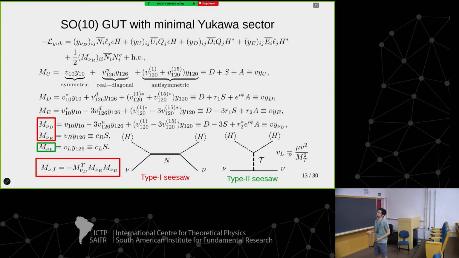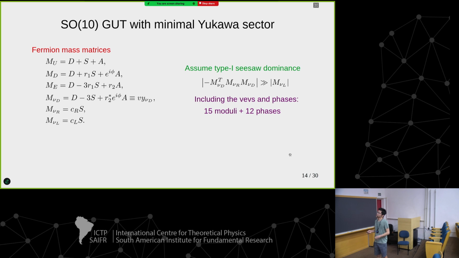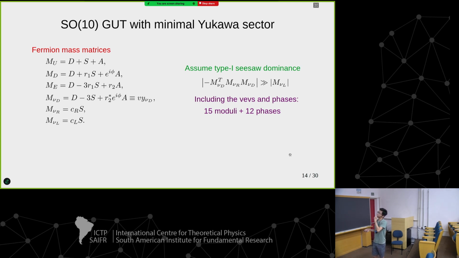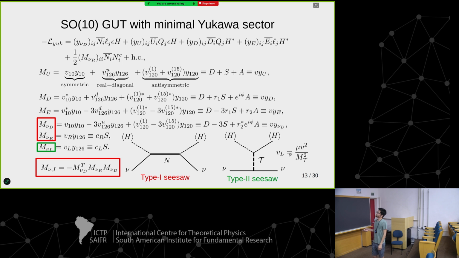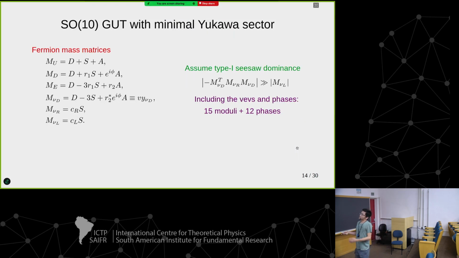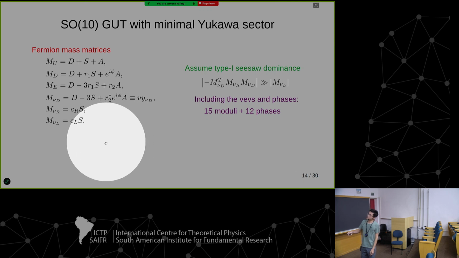You have both contributions. So for this analysis, we assume the type 1 seesaw dominance. Because both of them contribute to neutrino mass, we assume this is the dominant one. Or you can interpret this as assuming the triplet is very heavy, so then you can get rid of this contribution in the analysis. This is the last term.